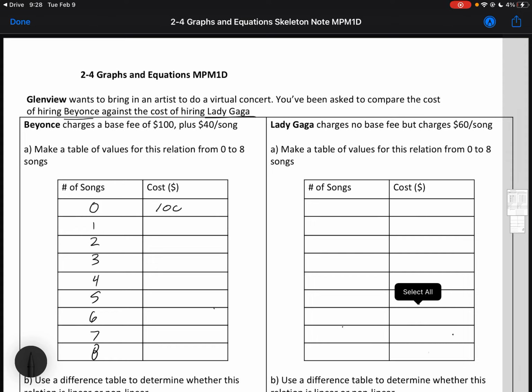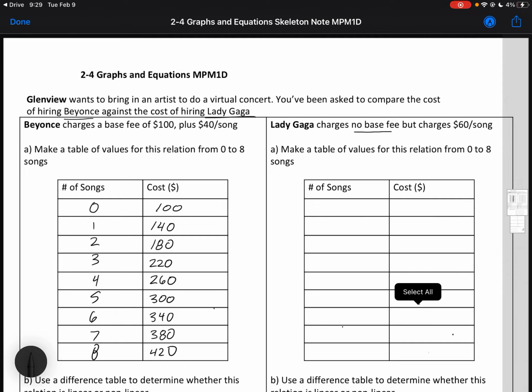For 0 songs, Beyonce is still going to charge $100. After that $100, she's going to charge $40 a song. So $140 for 1, $180 for 2, $220 for 3, $260 for 4, $300 for 5, $340 for 6, $380 for 7, and then $420 for 8 songs.